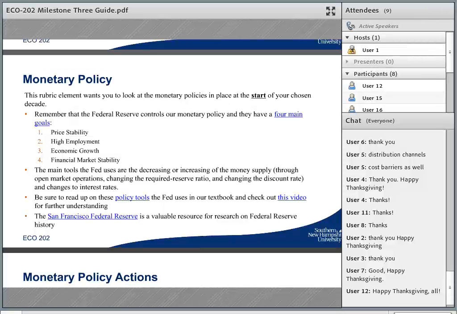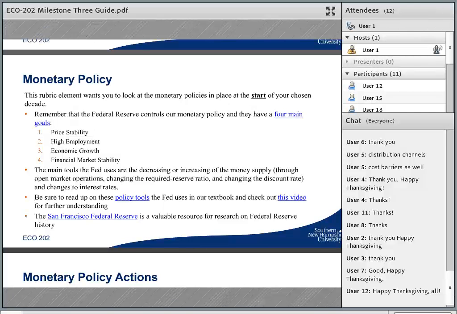So just like last time, the first element asks you to describe what the monetary policies were at the start of your chosen decade. So were they focused on maintaining low inflation? Were they focused on bringing down unemployment levels? Was the focus on helping boost economic growth at the start of your chosen time period? And what sorts of things was the Fed doing to achieve that goal? Were they decreasing the money supply?